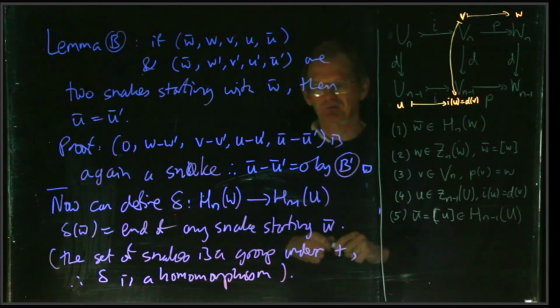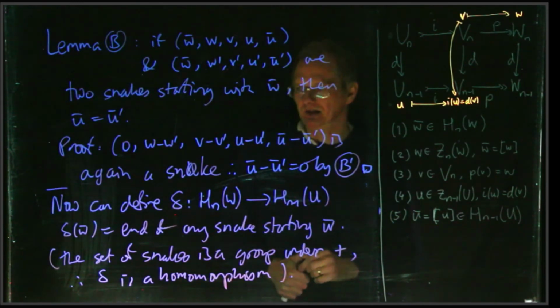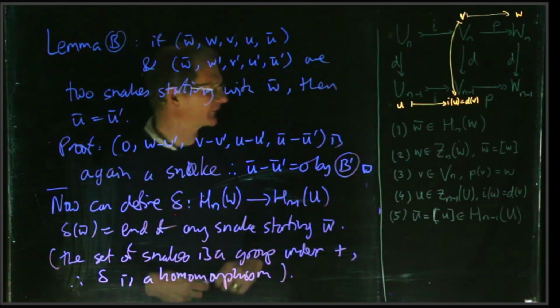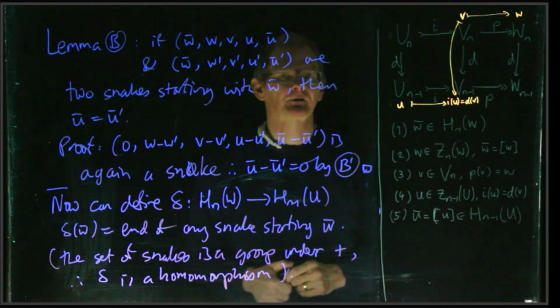Okay, so now we've defined this delta, but the whole point about defining this delta is that we're supposed to have this long exact sequence with I star, P star, and delta in it, and so we're going to need to prove exactness properties in the next video.